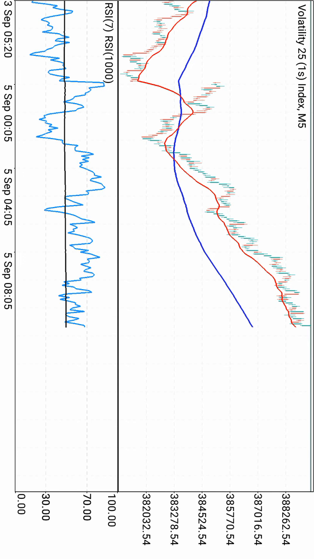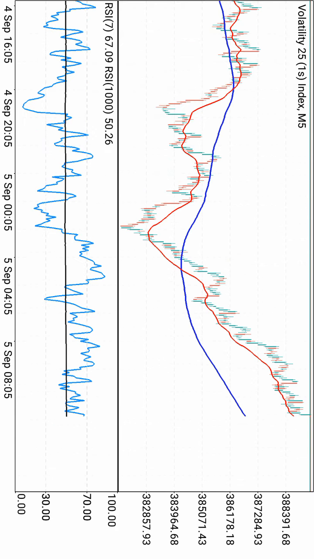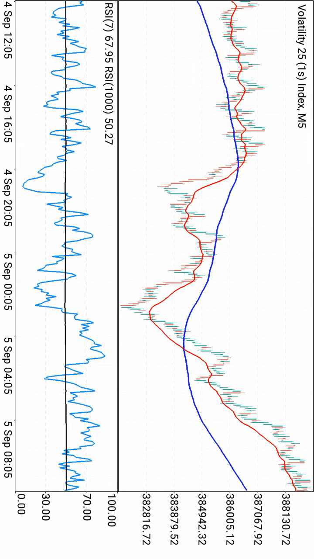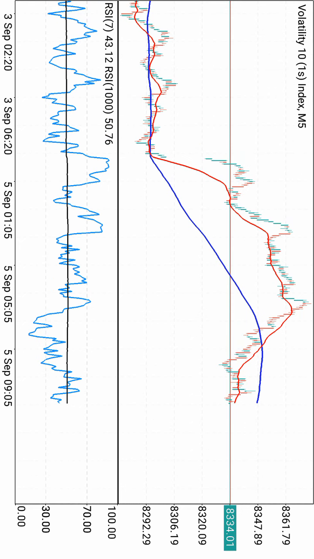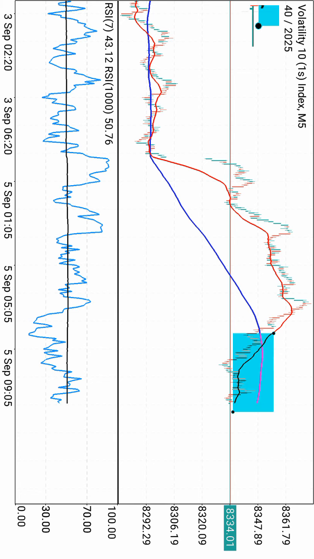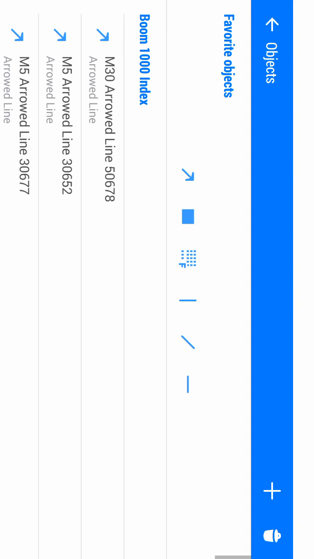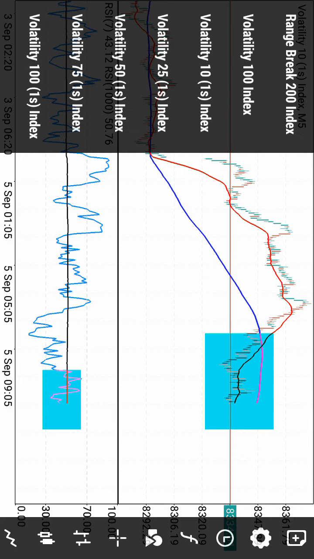Look here, 25 is moving up, it's a buy. Look here, the 10 1S index is selling. Why selling? After the cross, look at support and resistance, and the RSI window is down. This 1000 RSI means you have to choose a sell trade.